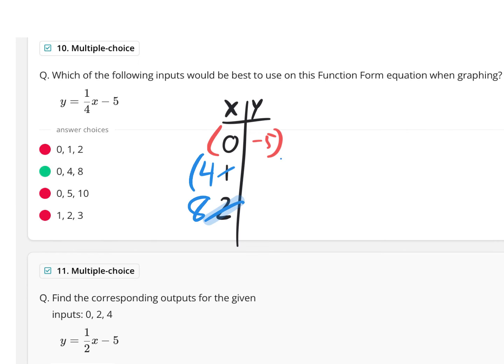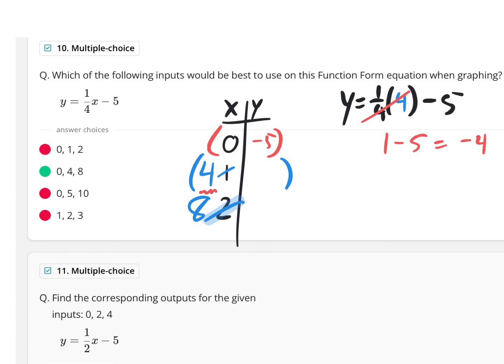Now let me actually show you how 4 works beautifully. Here's my equation, and we're plugging in the input 4. Now watch this, the 4 and the 4 disappear, so what I really have is a 1 minus 5, which equals -4. So for the input 4, I get the output -4. That's a nice coordinate, (4, -4). That's awesome, right?